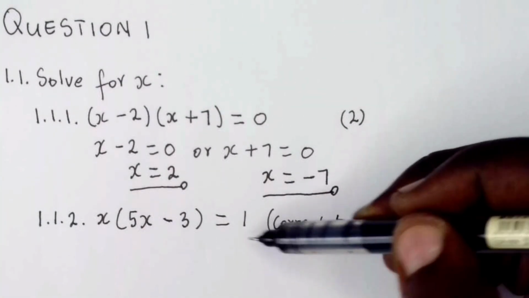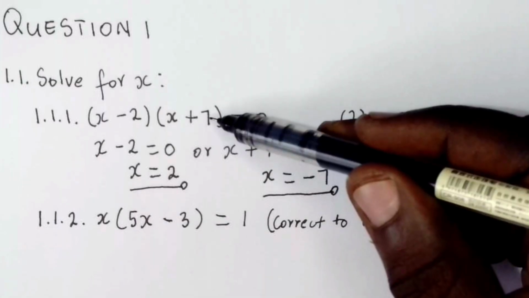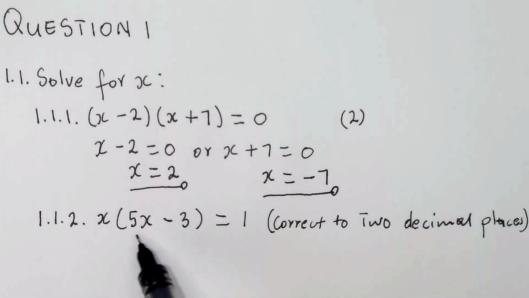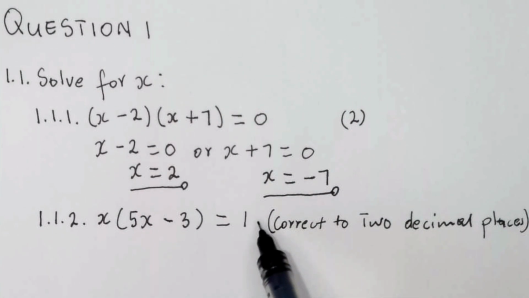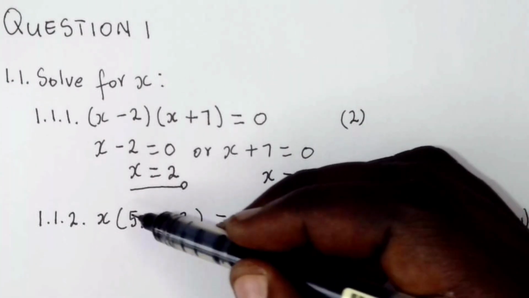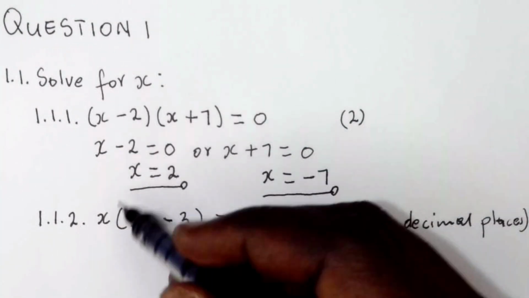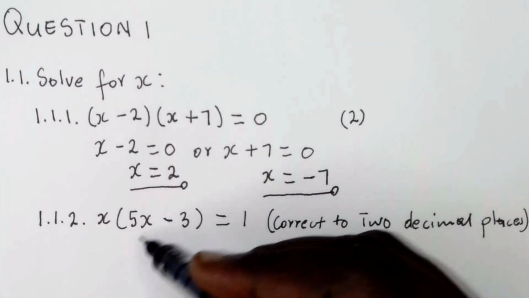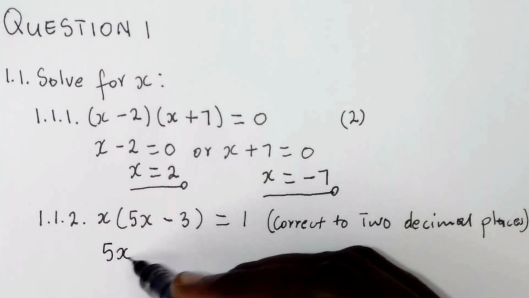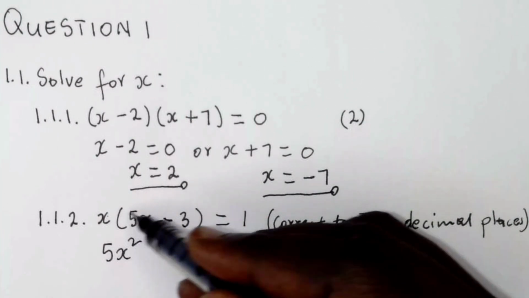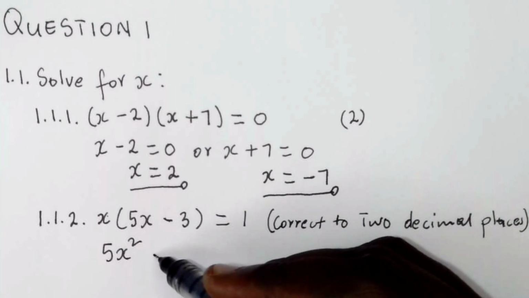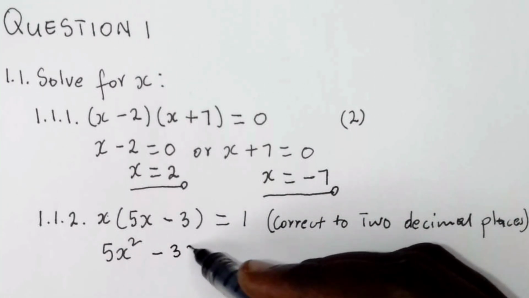Okay, what about this one? Look at this. This one is not the same as this one. As you can see here, we are having this bracket and equal to a number, not 0. So our job is to make this one to be in a standard form. So how to do that? You need to simplify this bracket by distributing this x. So it's going to be x times 5x is going to be 5x squared. X times negative 3 is going to be negative 3x.